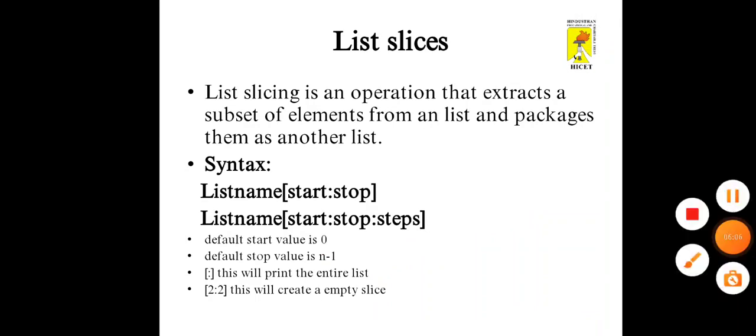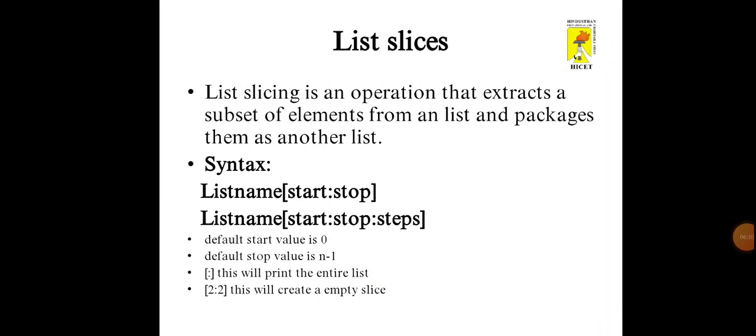List slices. List slicing is an operation that extracts a subset of elements from the list and packages them as another list. The syntax is list name, open square bracket, start and stop. You can give step values.